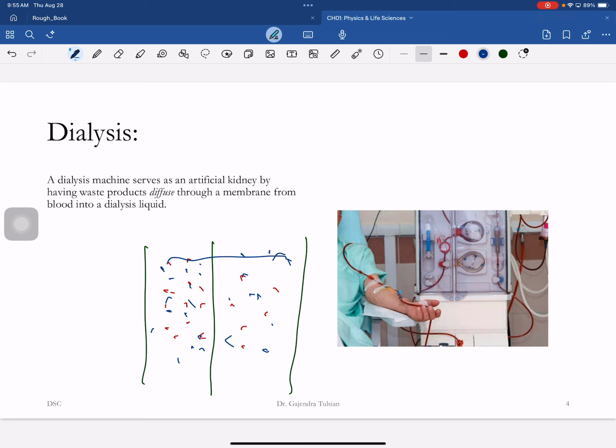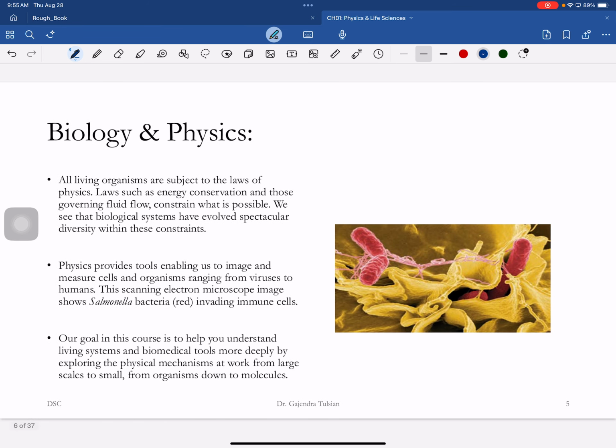Did you guys understand that? Okay, so our goal will be to understand stuff like that. All living organisms are subject to the laws of physics. Everything in the universe has to obey the laws of physics. So we'll look at her as a system. There's no way she can break any laws of physics. Laws such as energy conservation and those governing fluid flow constrain what is possible.